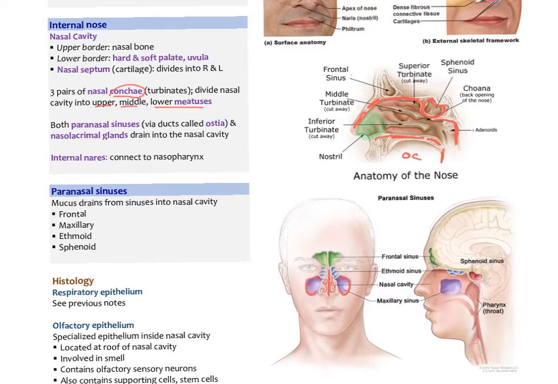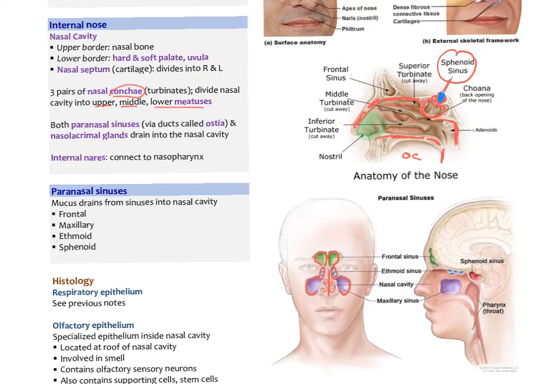We have the frontal sinuses above the eyes, sort of in the brow area. And then between the eyes, we have the ethmoid sinuses. And then we have this one, the sphenoid sinus, which is at the back there. Now, sitting right inside there, there's a little indentation, and that is where your pituitary gland sits, right here.